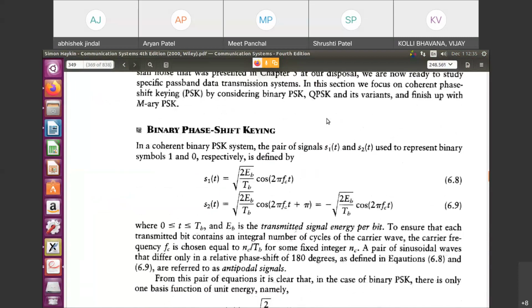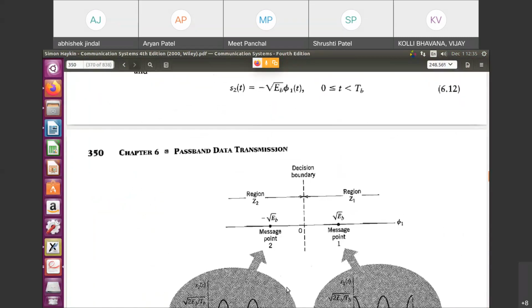So this is your BPSK. This is what is the case. So this phi 1(t) is the axis. You should not think that it is the x-axis. No, we are drawing the axis in the signal space, so this axis represents a function which is phi 1(t).